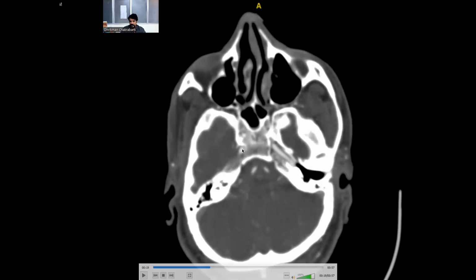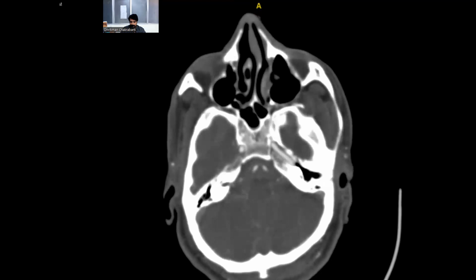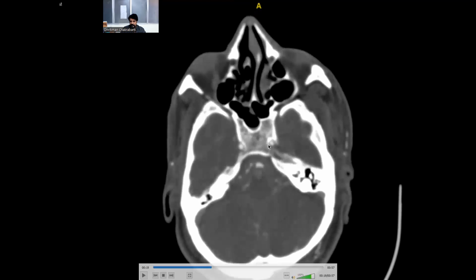Okay, now it has reached the side of the cavernous sinus. This is the cavernous sinus. Okay, it is now on the side of the cavernous sinus. Now we'll watch it go anteriorly and then come back after making a loop. This is the cavernous / clinoidal segment.